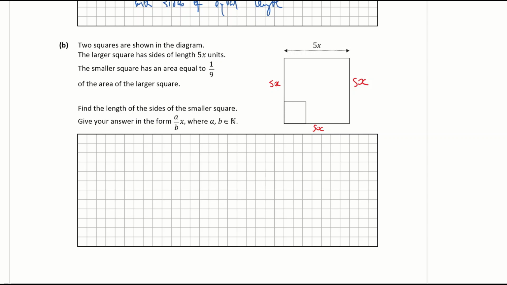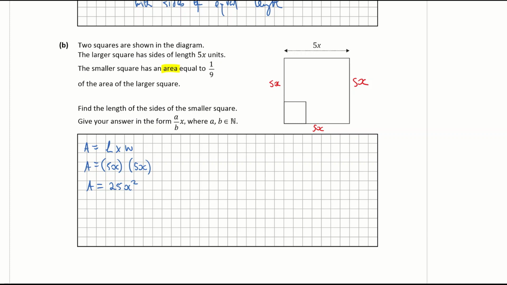Okay, so we're talking area here. So first of all, I need to find the area of that larger square. So the area is found by length by width, which is going to be the length of the shape, which is 5x, multiplied by the width of the shape, which is also 5x. So the area of the large shape is 5x by 5x, which is 25x squared.